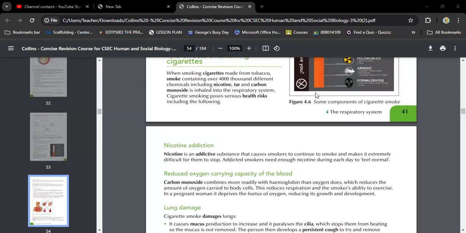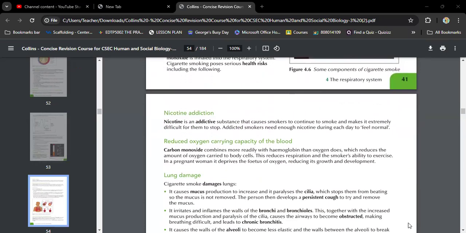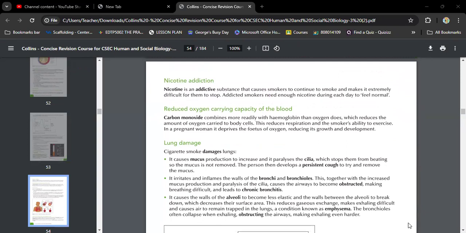Right. So this is what we're going to look at today, the effects of smoking cigarettes. The first thing we want to look at is nicotine addiction. Nicotine is the addictive substance found in cigarettes. This is one of the reasons why, when persons start smoking and it really becomes a habit, it's difficult for them to curb that habit. It's because of this substance contained in cigarettes that makes it addictive, right? And this is what makes it extremely difficult for smokers to stop. Addicted smokers need enough nicotine each day to feel normal, right?